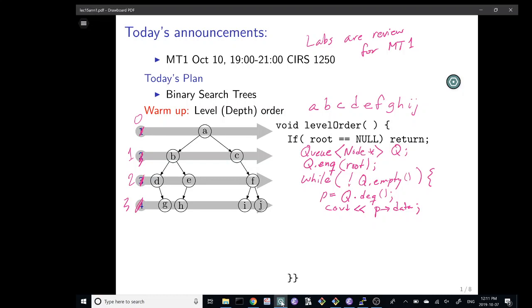So here I am, I'm at the root. I put the root into my queue. Here's my queue. Here's the front. And I put in A. I pulled it out. Now, what do I do? What do I do?